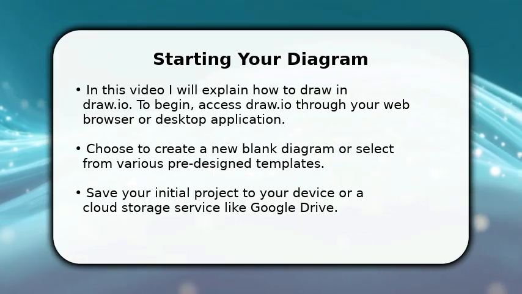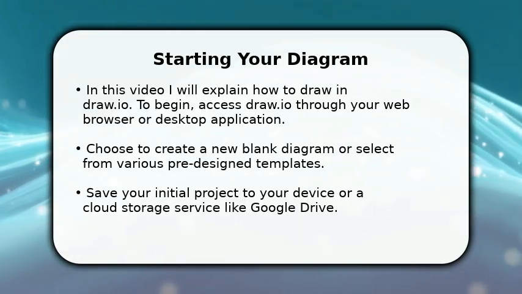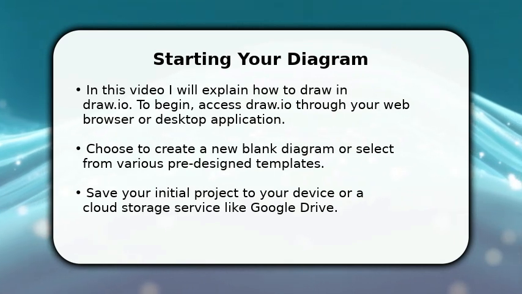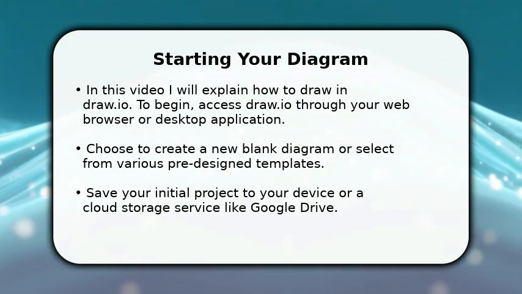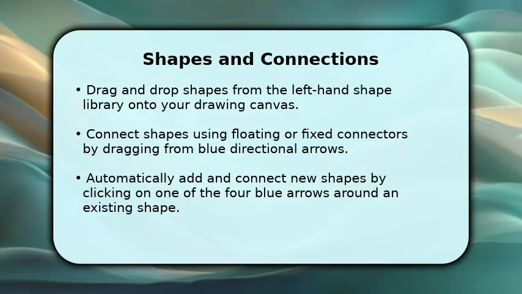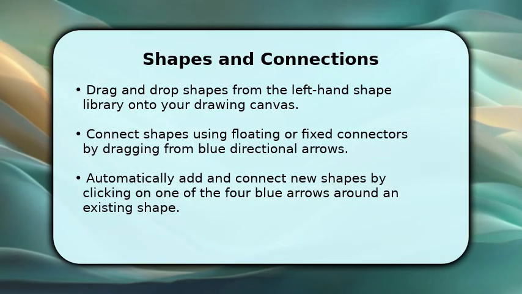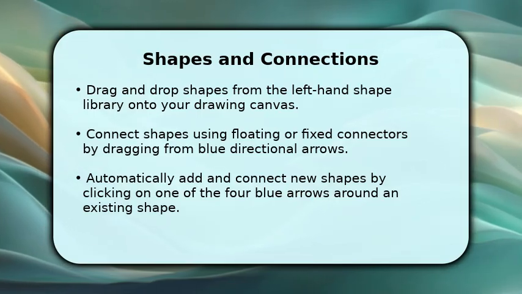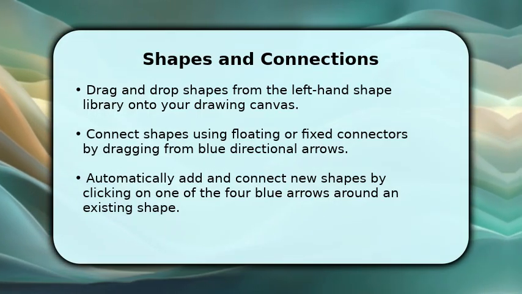You can save it directly to your device or integrate with cloud services like Google Drive or OneDrive for easy access and collaboration. Now let's add some elements to your diagram. On the left side, you'll find extensive shape libraries. Simply drag and drop any shape you need onto the canvas.